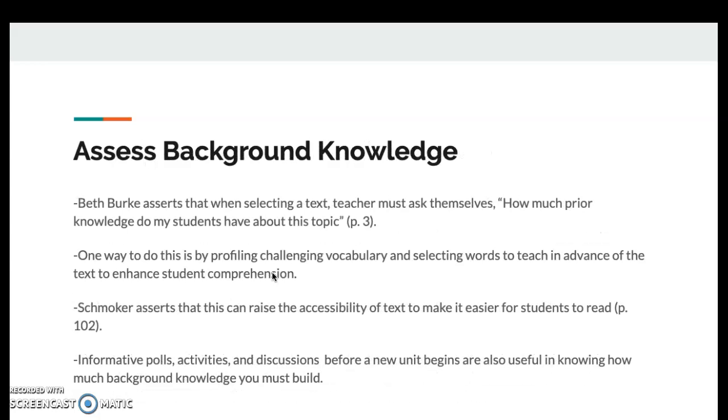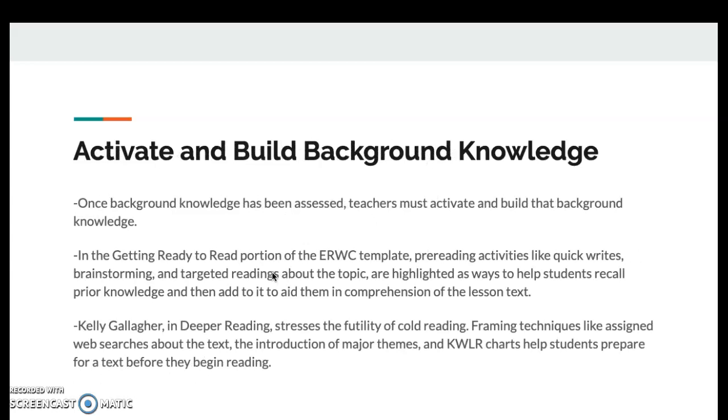Assess background knowledge. Beth Burke asserts that when selecting a text, teachers must ask themselves, how much prior knowledge do my students have about this topic? One way to do this is by profiling challenging vocabulary and selecting words to teach in advance of the text to enhance student comprehension. Schmoker asserts that this can raise the accessibility of text to make it easier for students to read. Informal polls, activities, and discussions before a new unit begins are also useful in knowing how much background knowledge you must build.